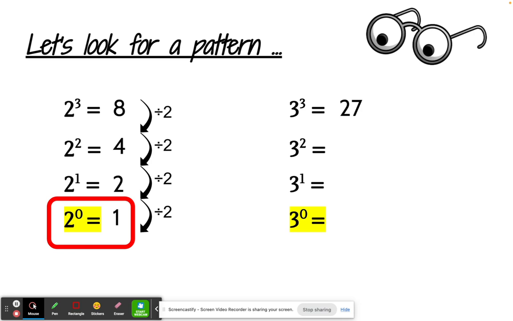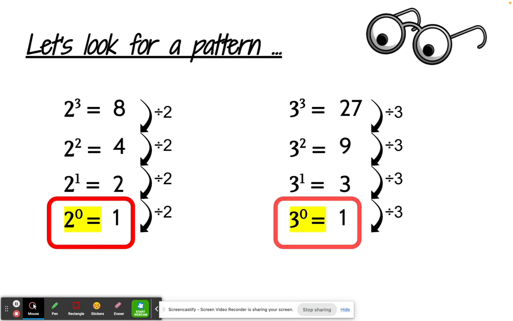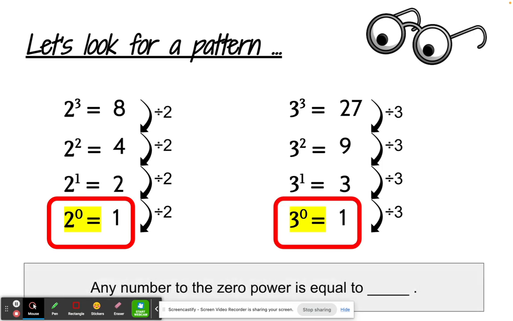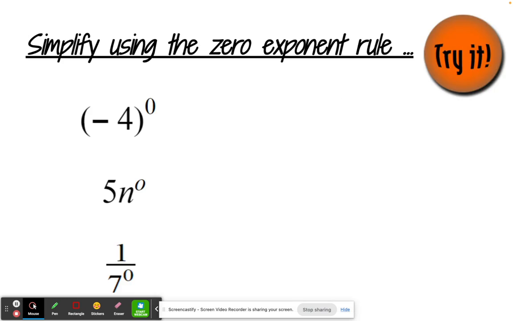I have 3 to the third power is 27. 3 to the second power is 9. 3 to the first power is 3. In this case, every time my exponent goes down by 1, I divide by 3. 27 divided by 3 is 9. 9 divided by 3 is 3. So if I take 3 and divide by 3, I will get 1. So it worked again. So that's our zero exponent rule. Any number to the 0 power is equal to 1.